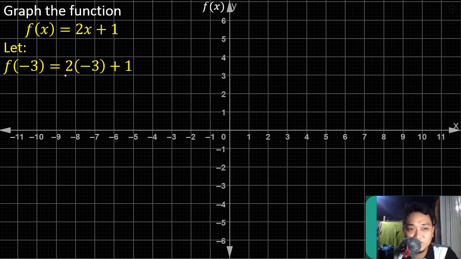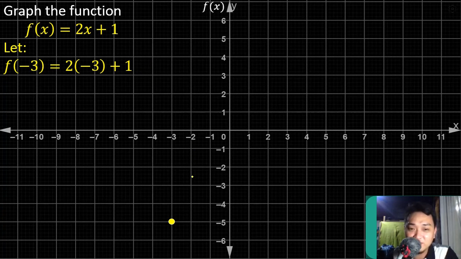So, whenever we solve for the value of x, which is negative 3, for that function, you have 2 times negative 3 is negative 6, plus 1, that will be negative 5. So, for this solution, you have this point. Etong point na to.